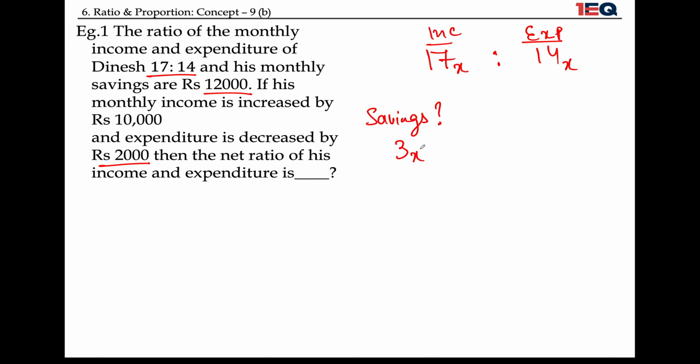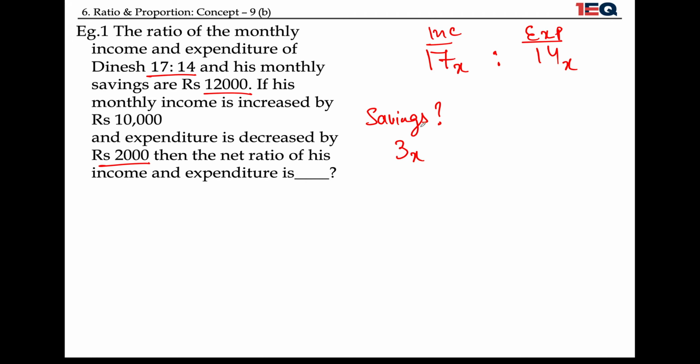What is the reason? Could you tell me what is the reason that I have introduced x in the equation? The reason is very simple. The reason for introducing x was that I don't have absolute terms. If you ask me what is the income of Dinesh, I would simply be able to say 17x, 17 times something. So a variable was required, which is x, because everything is in ratio terms. I don't have the answer in absolute terms right now.